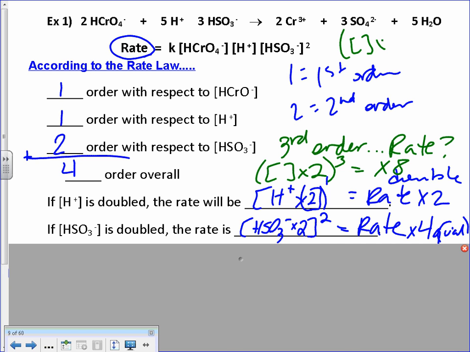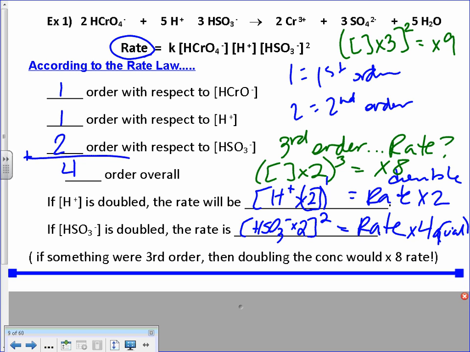Okay, so the concentration, what I just said, was tripled, and it's to the second order. That would be 9 times higher, so the rate would be multiplied by 9. Okay, cool. Let's talk about constants here.